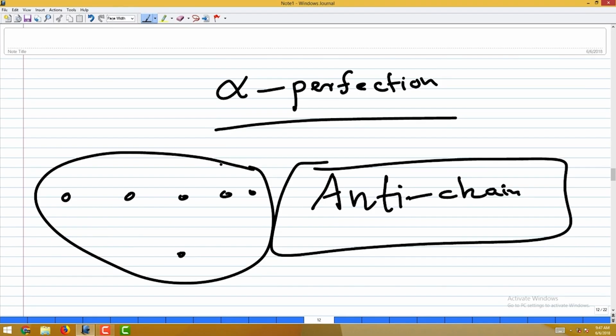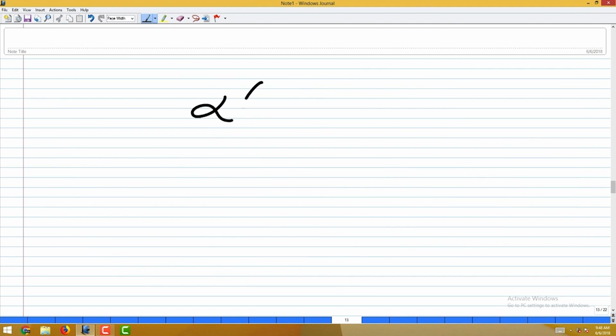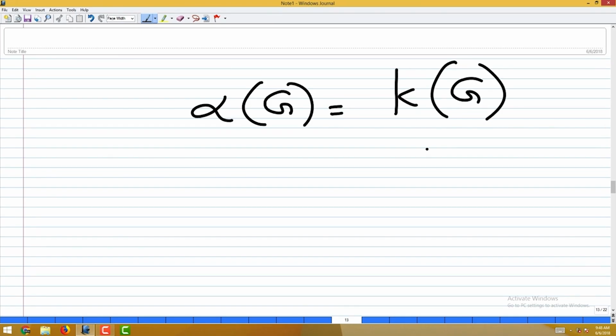So it is independent set, right. And so, the biggest cardinality of an anti-chain is what we are concerned about when we are talking about alpha of G, and our interest is to prove that alpha of G is equal to the clique cover number. Clique cover number means how many cliques are required to cover all the vertices. You remember it's like the chromatic number, but on the complement.